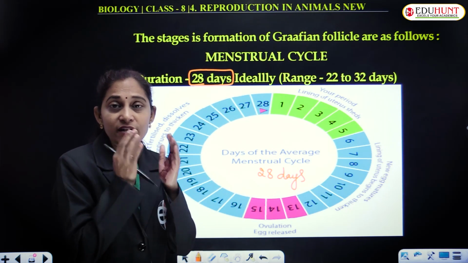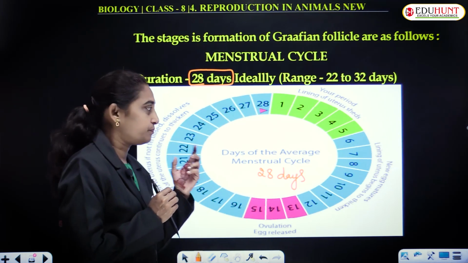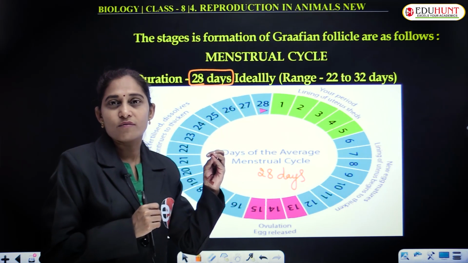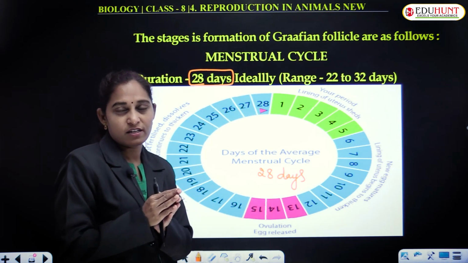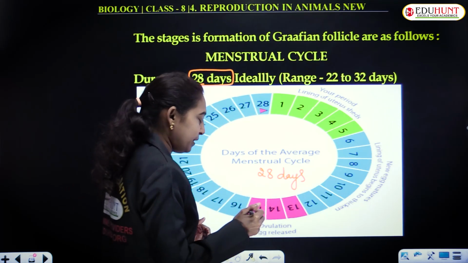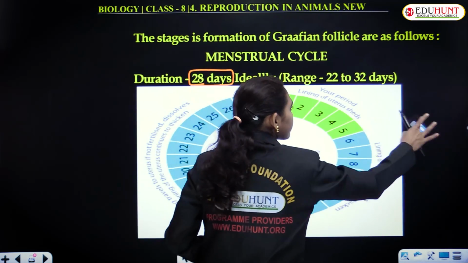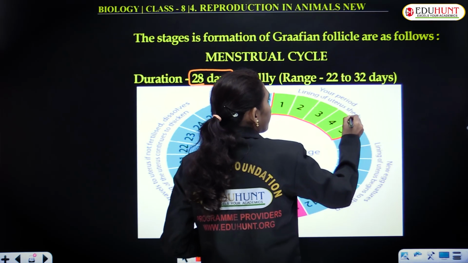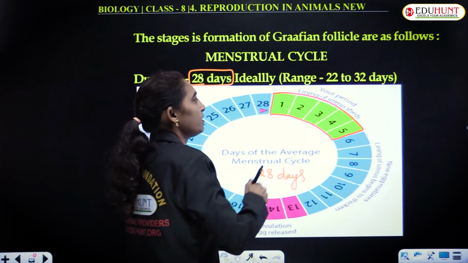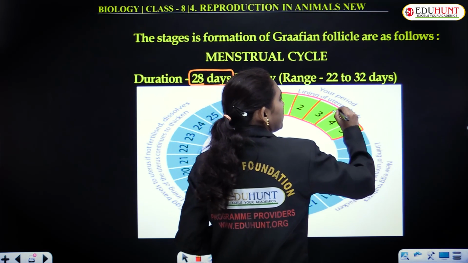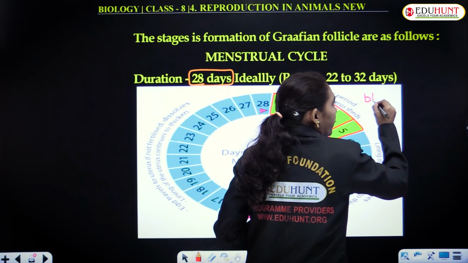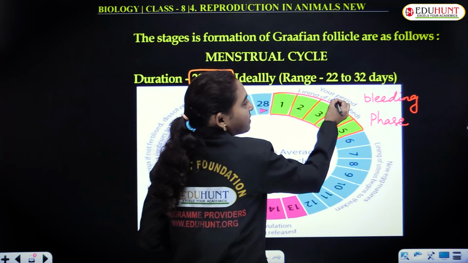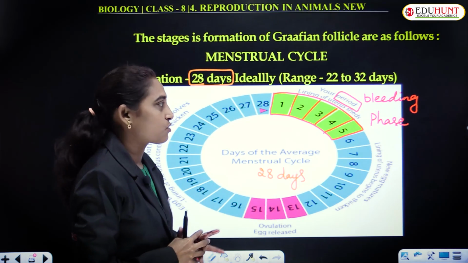In the first 5 days bleeding occurs. I will also explain what bleeding is next. The first 5 days are called periods. In these periods, the lining of the uterus wall sheds along with some blood. This is called the bleeding phase. Everything I have shown in red up to here is the bleeding phase, days 1, 2, 3, 4 and 5. You remember red is the bleeding phase. This is what we call periods.